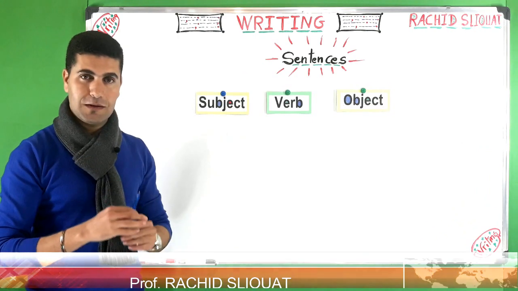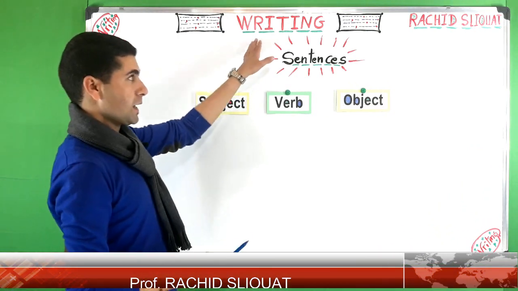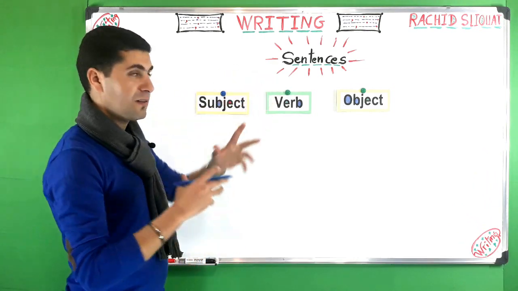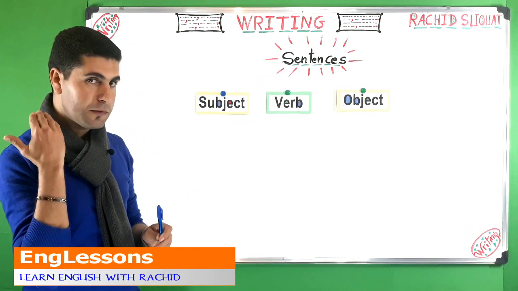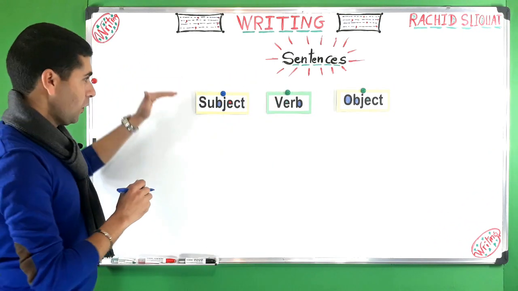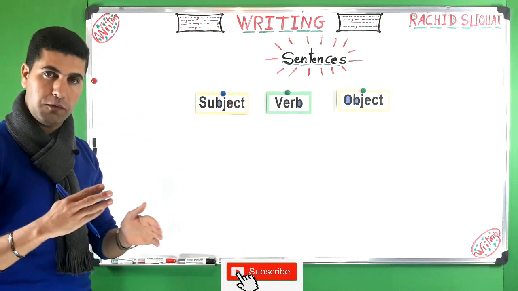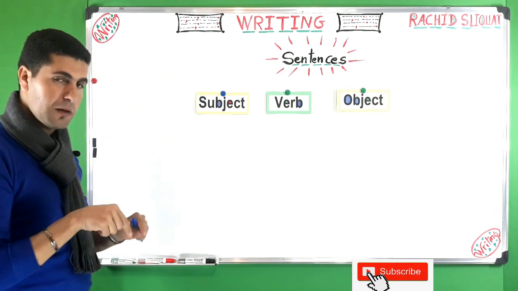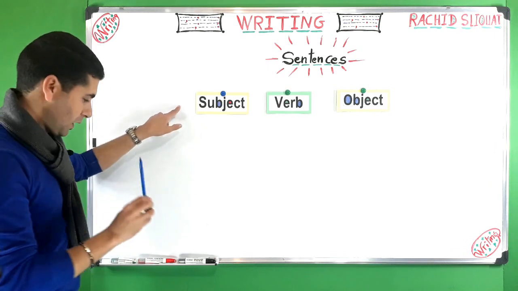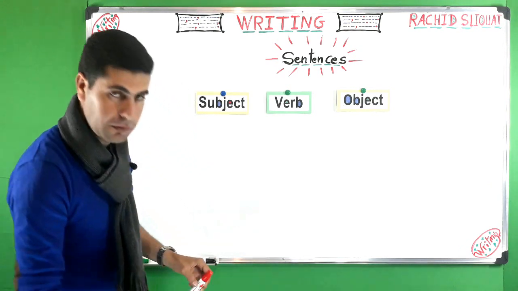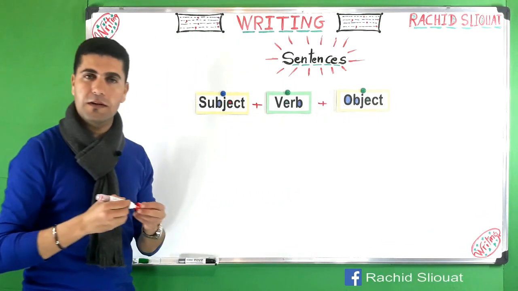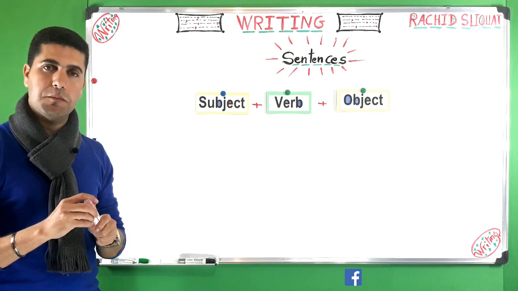So this is another episode about writing, and particularly about writing sentences. In the previous episode we talked about writing sentences in general. We saw some patterns of sentences. I promised this episode is going to be about this specific pattern. What is it? Very simply, subject, verb, object. This is a very common pattern.